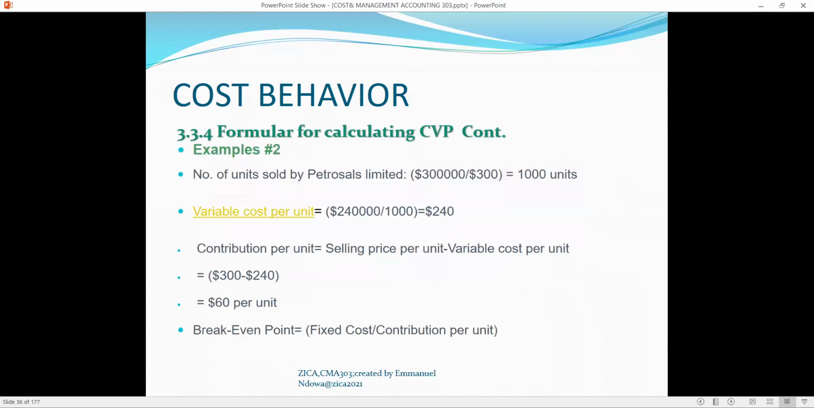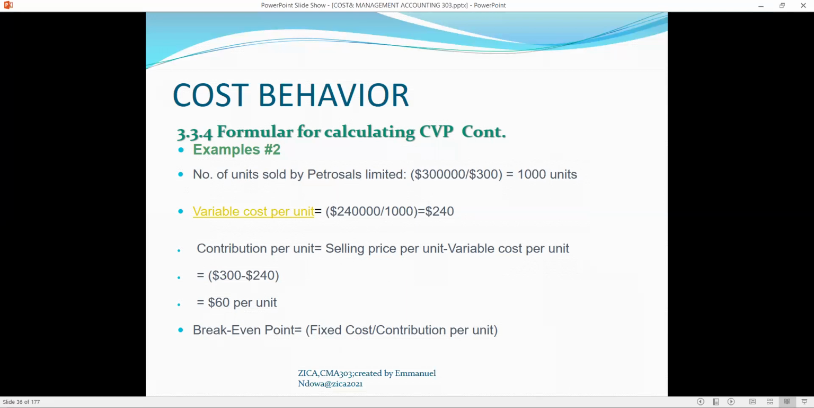So the number of units sold by Petrol Sales, we get it by the total revenue divided by the $300 per unit. We then get 1,000 units. And then the variable cost per unit, we say $240,000 divided by the number of units sold. We then come up with $240. The contribution per unit, we are saying the selling price minus the variable cost per unit. That will give us 300 minus 240, which is $60 per unit.